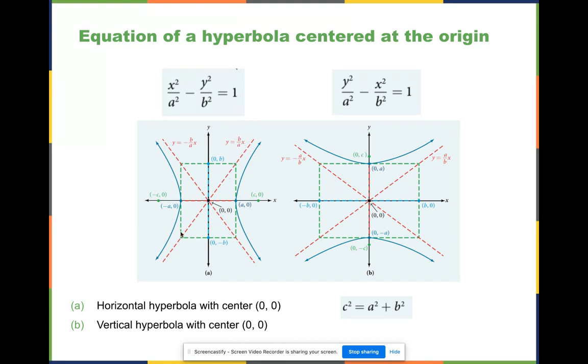Okay, and these dotted red lines form the asymptotes that these curves get close to but never touch. Yeah? So here, in this case, y is positive, so they open up and down along the y-axis. You can pause this if you want to think about it a little bit more.